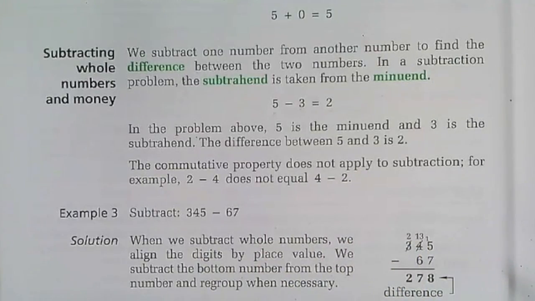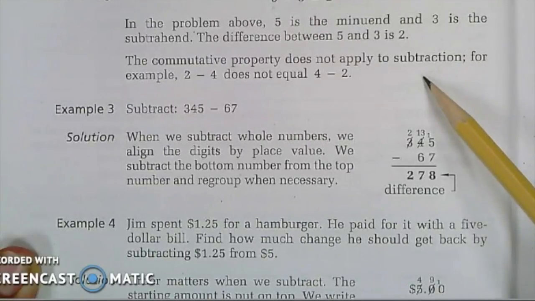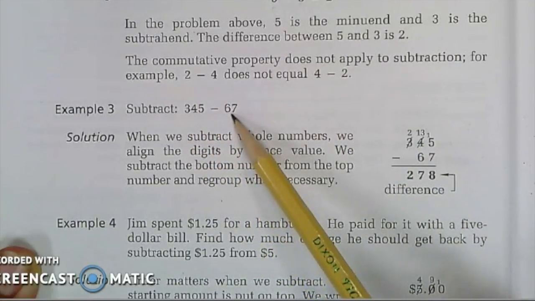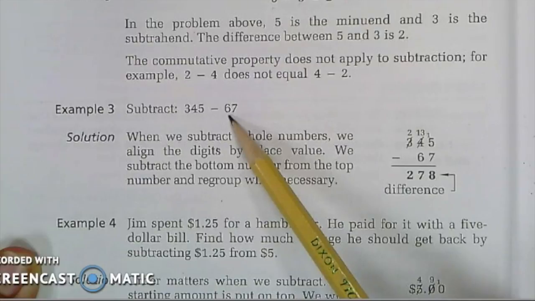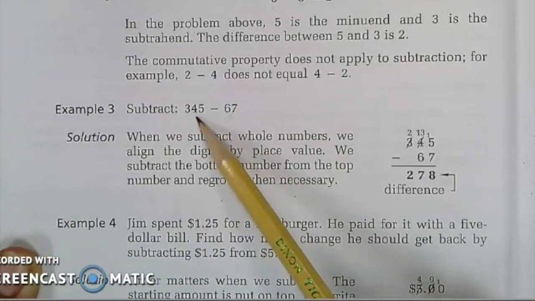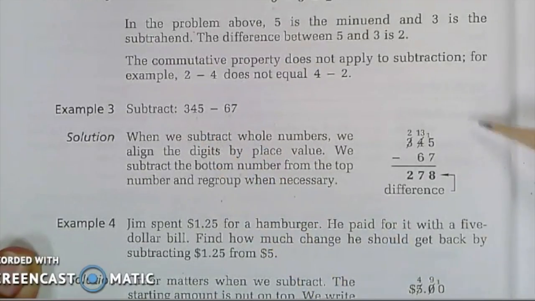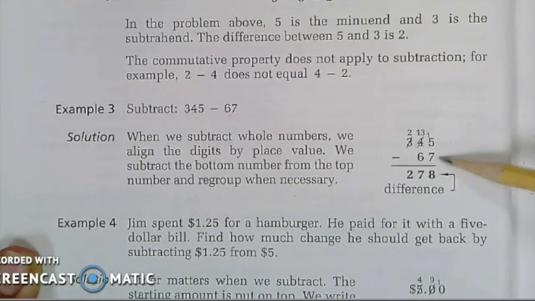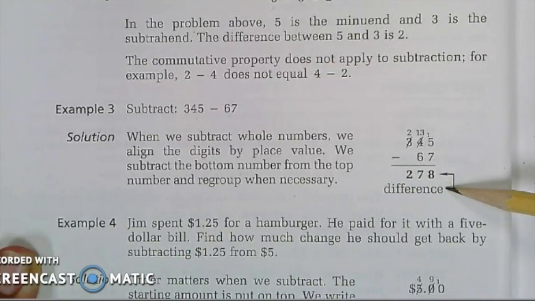Okay? Now, the commutative property does not apply to subtraction. It's only for addition. And later on, you'll learn how to make subtraction problems into addition problems so you can switch them around. But you can't switch 345 minus 67, which is not the same thing as 67 minus 345. When we're solving the problems, you do the same thing as with addition though. You want to line them up on this side. You just can't switch the order. The subtrahend should be on the bottom of the minuend, and then your answer is the difference.